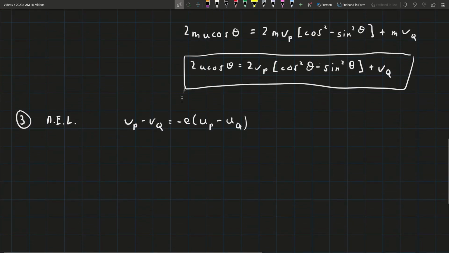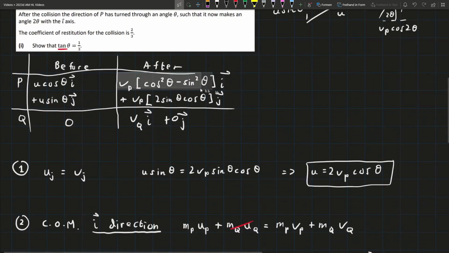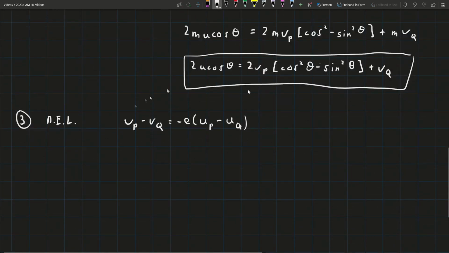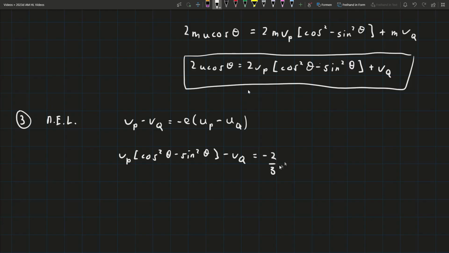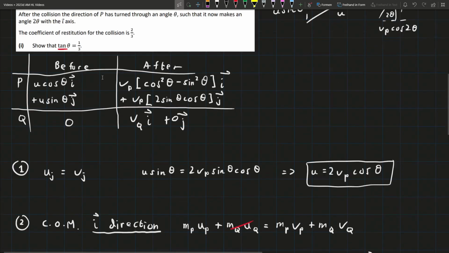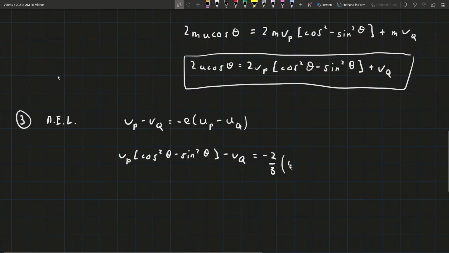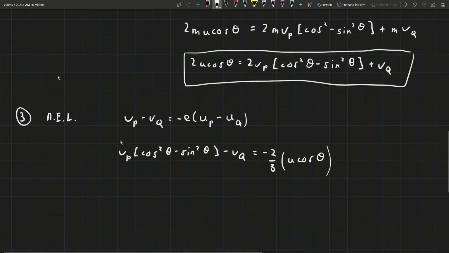The final velocity of P, again, we're just talking about the i direction, is Vp times cos squared theta minus sine squared theta. And then Vq equals minus e, which is minus 2/3, times the initial velocity of P, which is u cos theta. And then the initial velocity of Q is nothing, so we just leave it like that. And that's our second equation, which we don't really need to simplify from here.